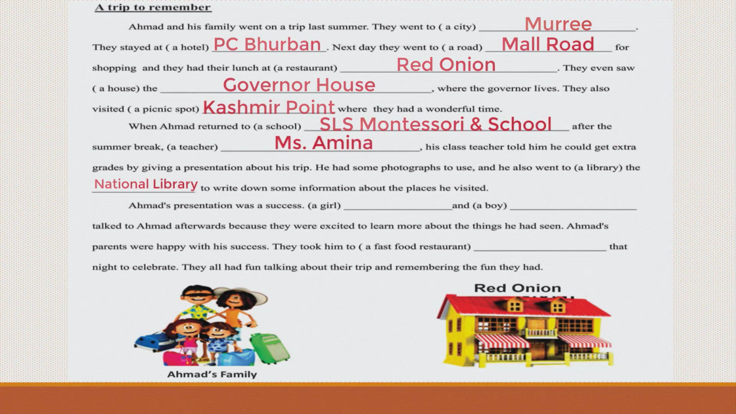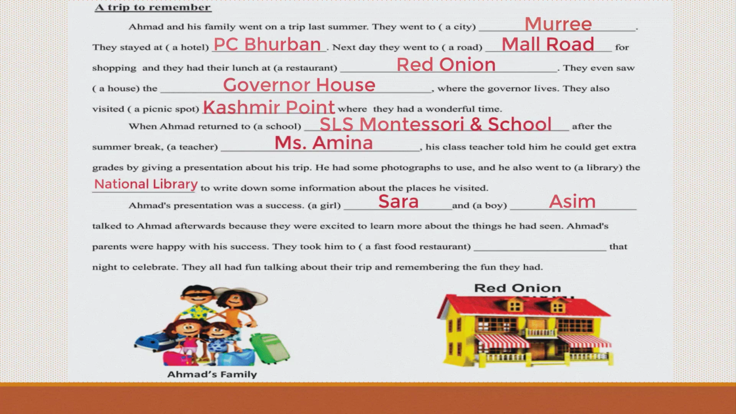After Ahmed's presentation was a success, a girl. Now which girl? Sarah, and a boy. Which boy? Special name? Asim talked to Ahmed afterwards because they were excited to learn more about the things he had seen. Now, there were the girl and a boy who wanted to know more about Ahmed's trip. So they went and they asked him.